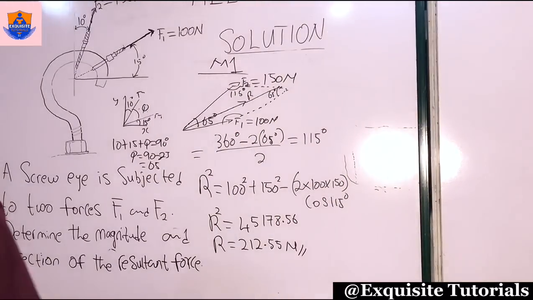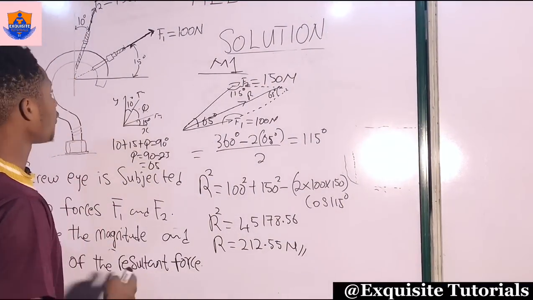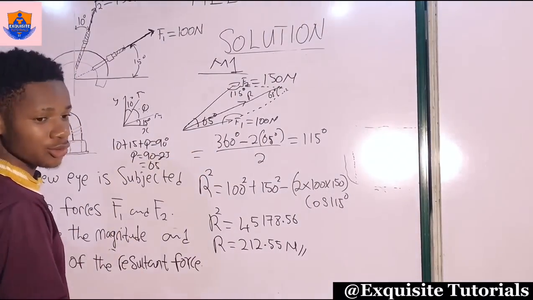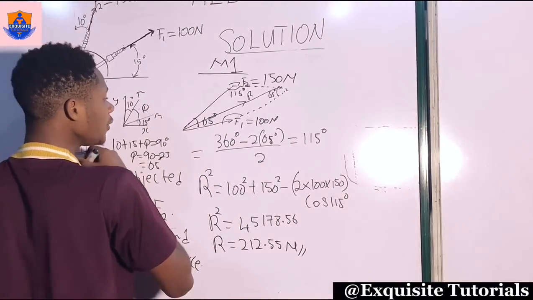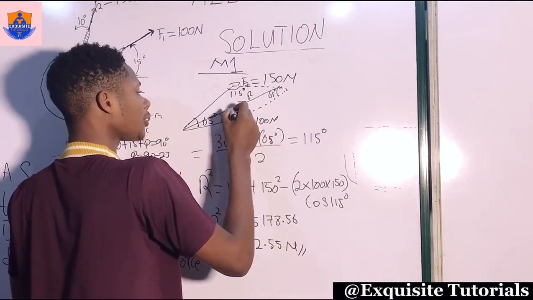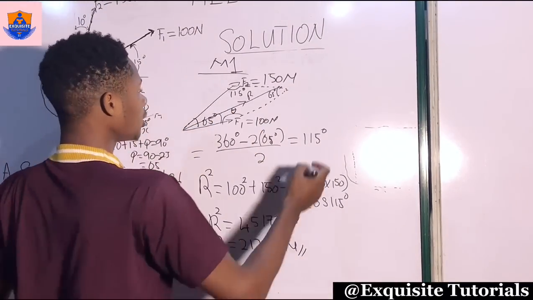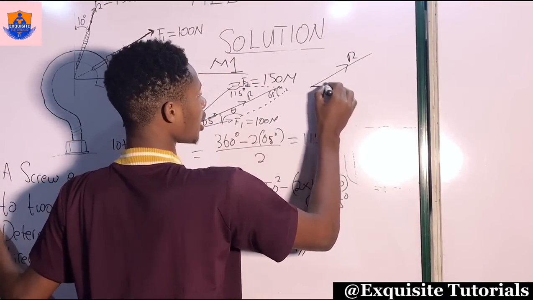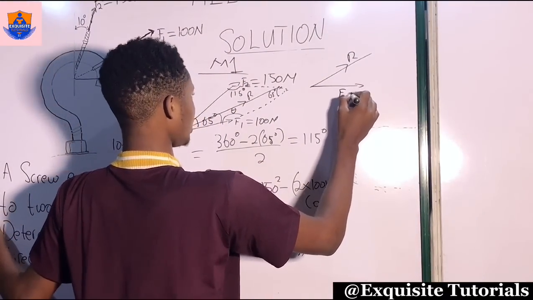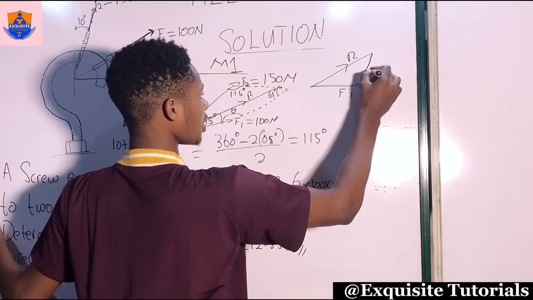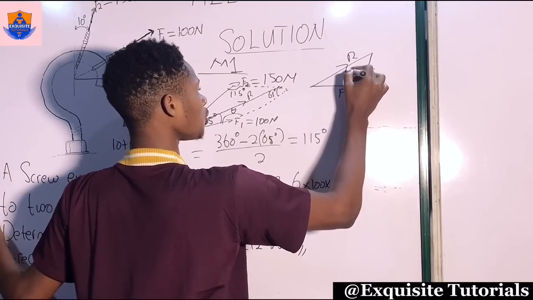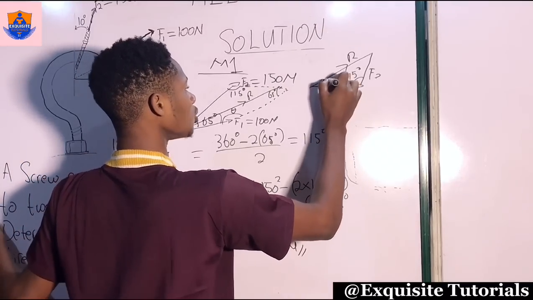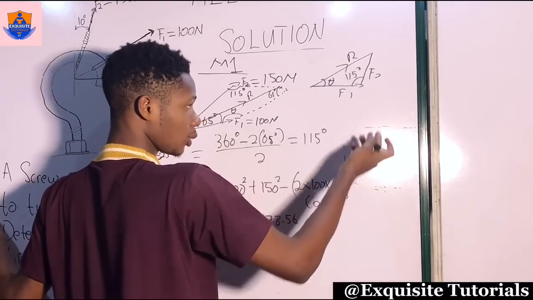Now, what if we are asked to find the direction? In this case, I'm going to find the direction with respect to the force F1. You could also find it with respect to the force F2. If the angle between the resultant vector and F1 is theta, we would apply sine. So we're going to be having a diagram like this. Here we have R, and then we have force F1, and over here we have force F2. We already know this angle is 115 degrees, and we need this angle theta. We don't actually need this because this is one we're looking for.